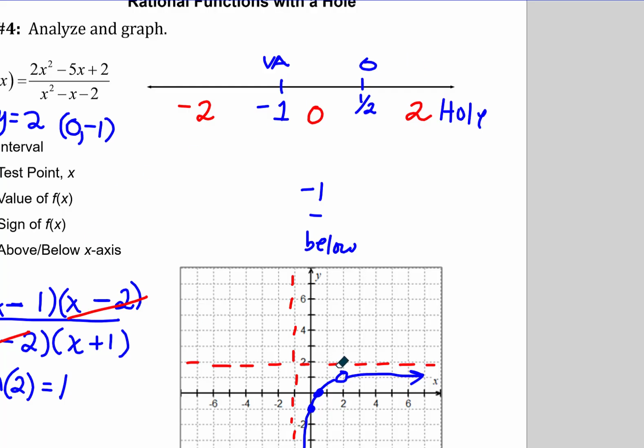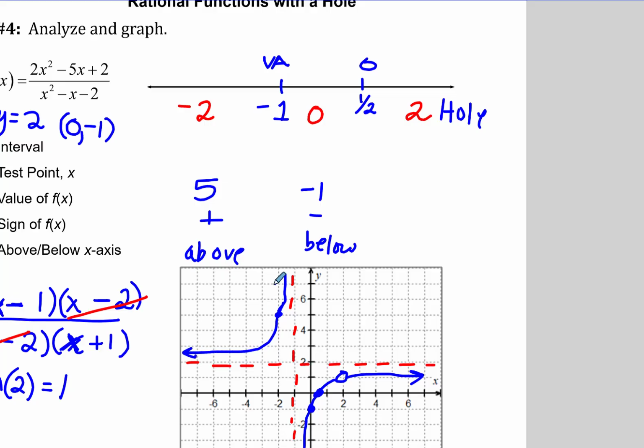Okay, so we got a hole, we got a 0 at a half, and we have a y-intercept at negative 1. On this side, we need to substitute negative 2. So substituting negative 2 here and here, you end up with a positive 5. So the graph has to be above the axis. Negative 2, positive 5. So it's going to stay close to the vertical asymptote and go through negative 2, 5, and then turn and go that way.